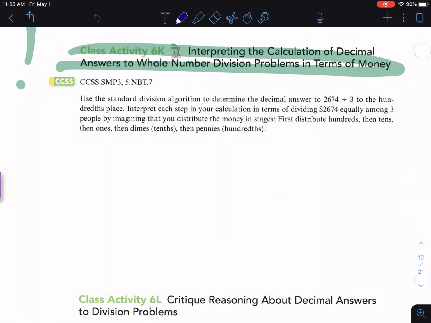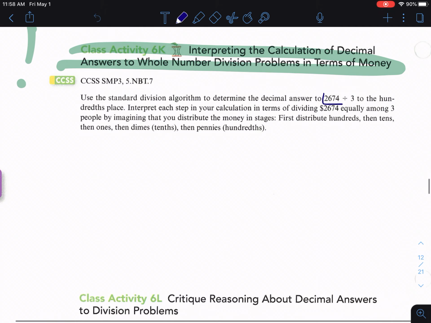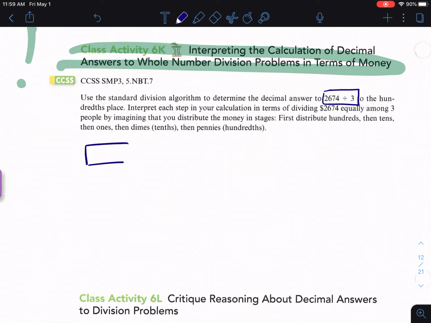So let's take a look at how kids might look at division of 2,674 by 3. So let's see how that would happen. So first of all, let's look at some of the denominations that we might use in this situation. So we would have a $1,000 bill, right? Or in fact, we have 2 $1,000 bills in this.